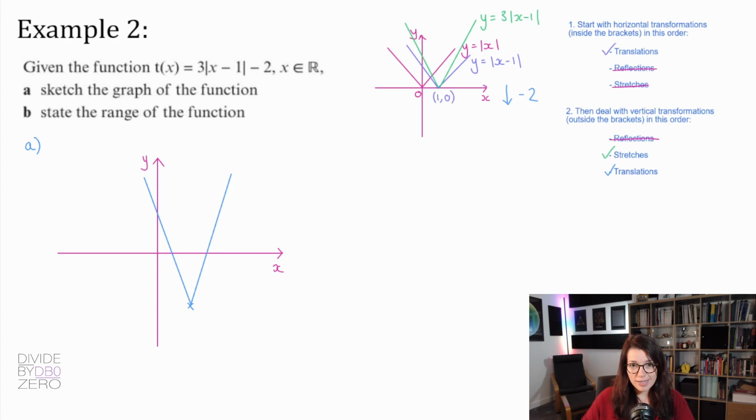The vertical stretch in the green step didn't change that, but when we moved the entire graph down by 2, it means that that point now is going to be 1 minus 2. That is good for part A. T of x equals 3, x minus 1 minus 2.